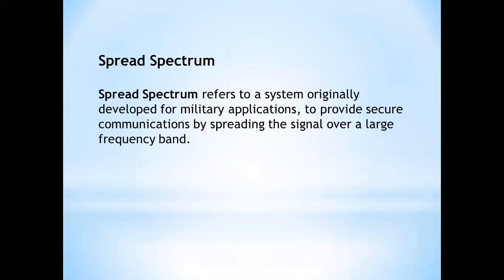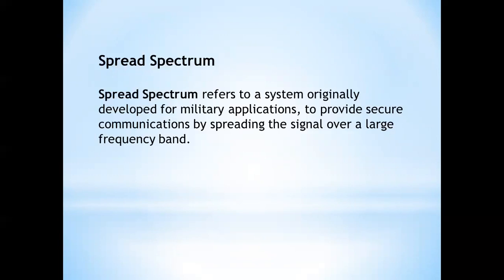Spread spectrum refers to a system originally developed for military applications to provide secure communication by spreading the signal over a large frequency band. The SS signal occupies a larger bandwidth than the normal signal. Therefore, the name is SS. The spread spectrum signal invariably uses some kind of coding. The spectrum spreading at the transmitter, or despreading at the receiver, is obtained with the help of the code word. The code word associated with an SS signal is independent of the information carried by the signal.